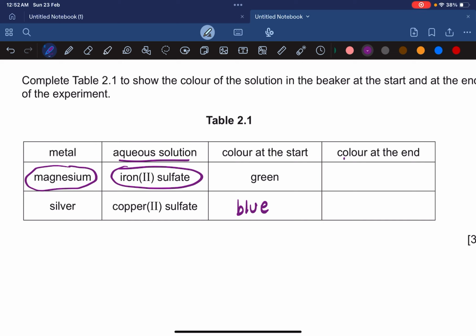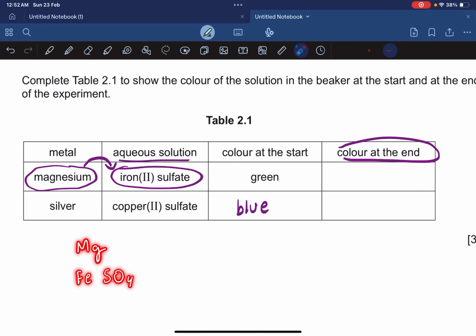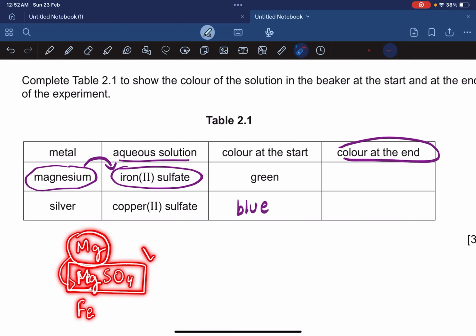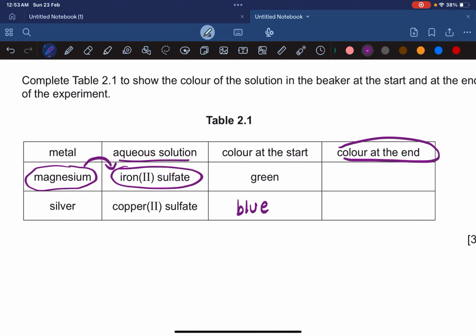Okay, color at the end. Magnesium is more reactive than iron. If I draw the reactivity series, magnesium is above iron. So when we have iron sulfate, what basically happens is magnesium will take the place of iron, so it will become magnesium sulfate and iron will be precipitated out. So now the salt solution becomes magnesium sulfate, and magnesium sulfate is a colorless solution, so from green to colorless.